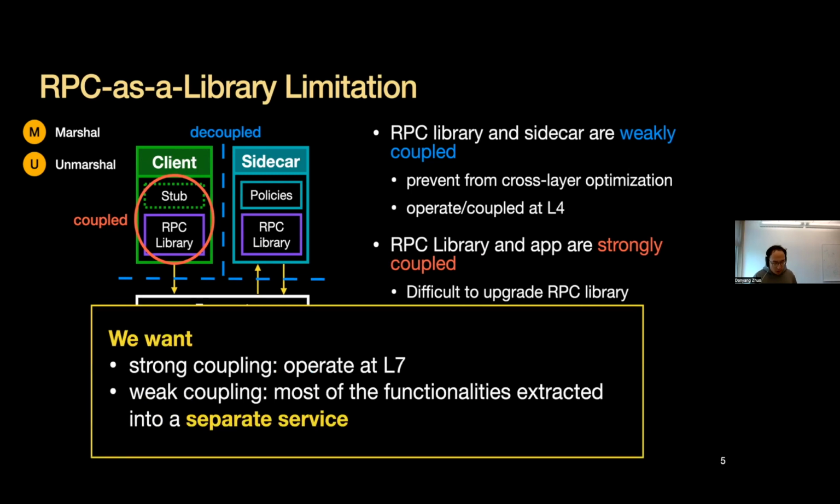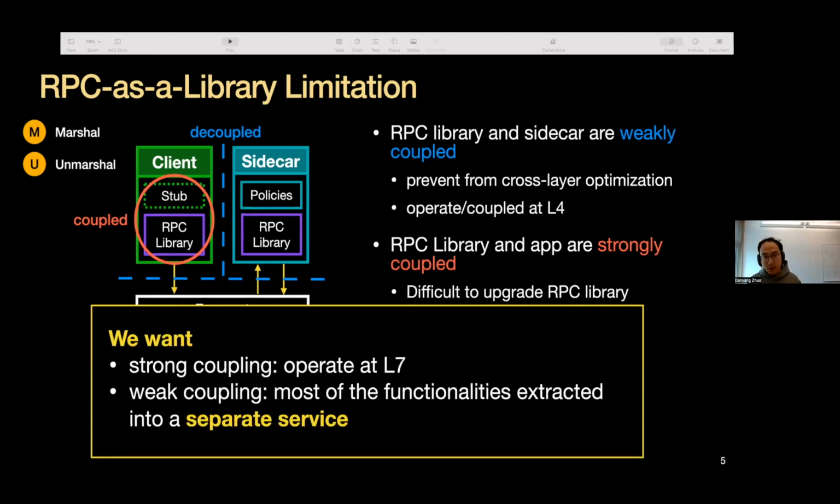So our design goal is, we want to operate at layer 7, which means the sidecar and the client communicate on layer 7. This will reduce the marshalling and unmarshalling overhead. And we want to provide a weak coupling between the application code and the RPC implementation. This means we can upgrade the RPC implementation without shutting down the application itself.